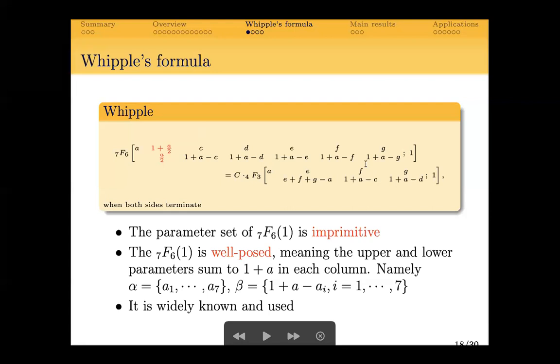There is a very special property about well posed series. Another way to say it is basically, if you write down your A, your beta can be obtained as 1 plus A minus Ai. This is another way to write down beta. So this formula is widely known and widely used. I use it quite a few times myself. It's really useful for supercongruences. Okay, so let's see what happened.